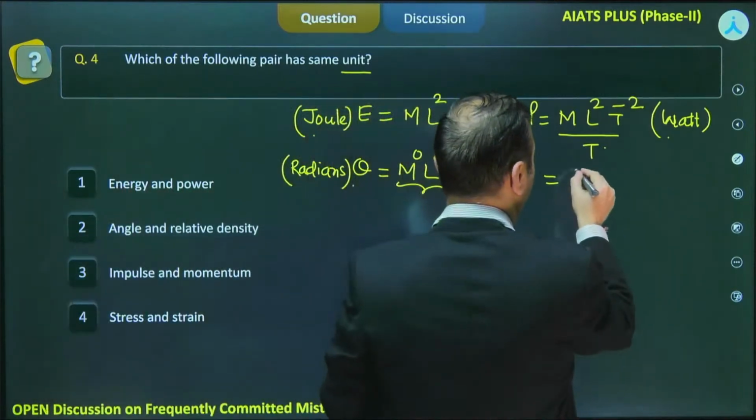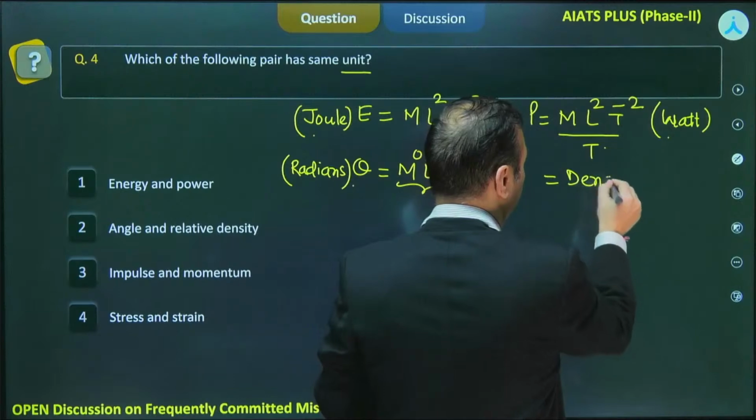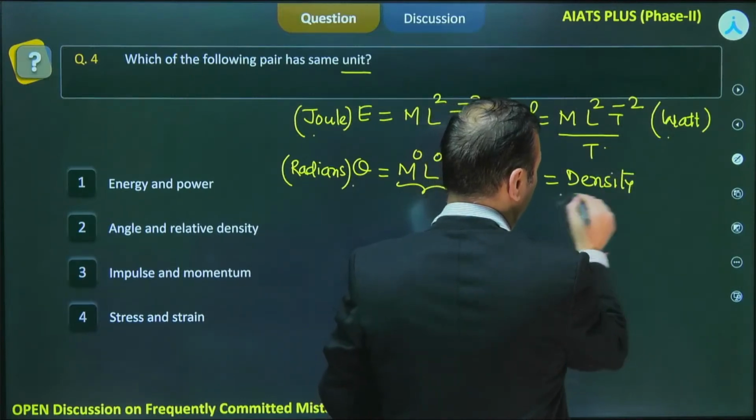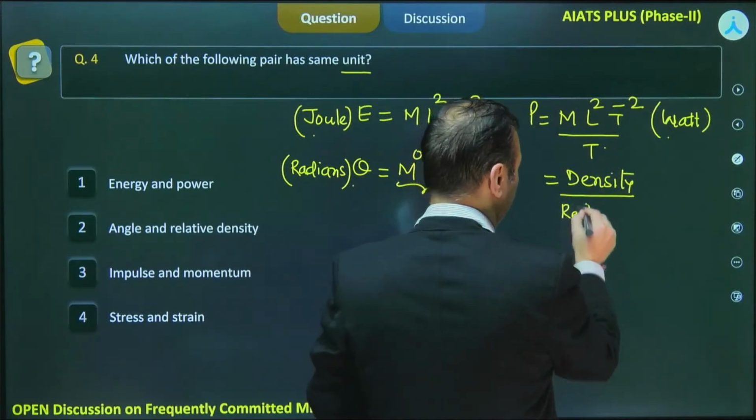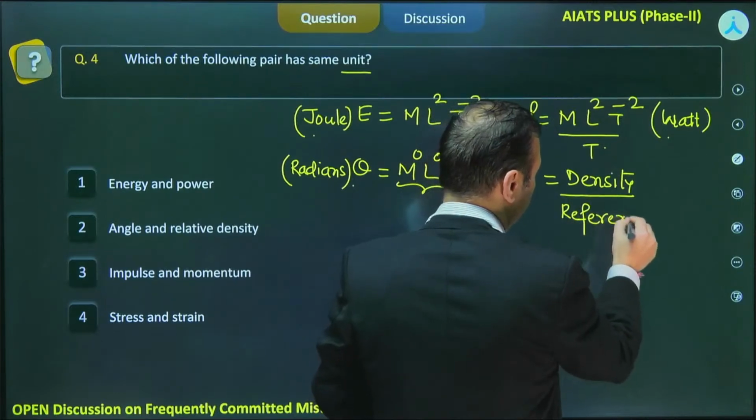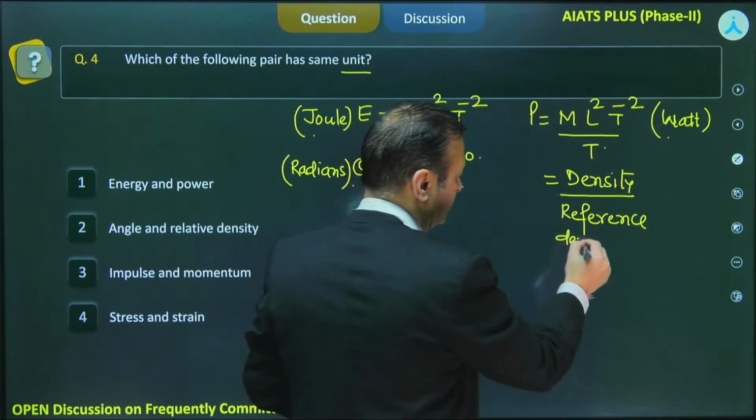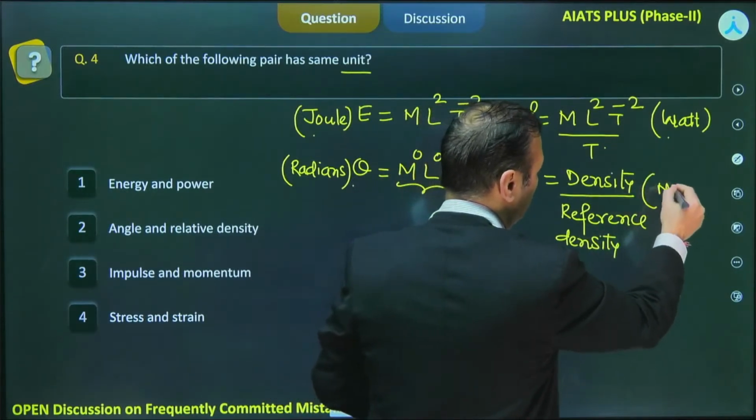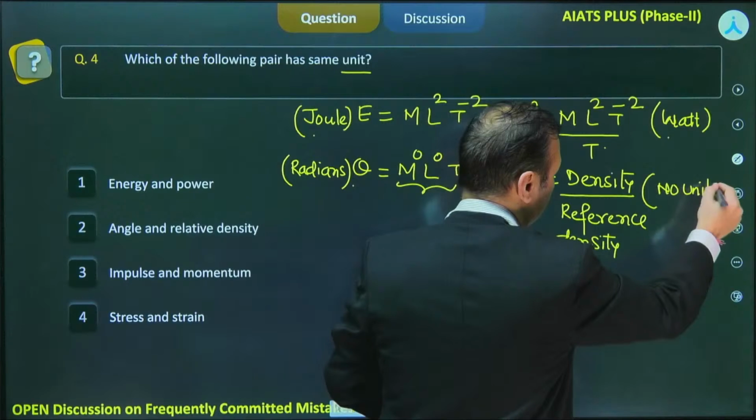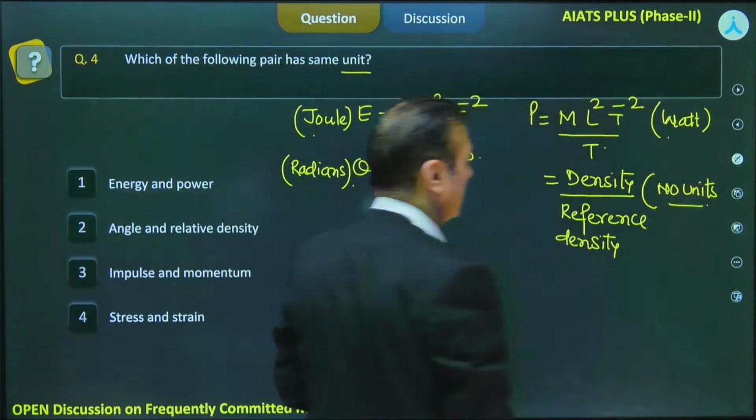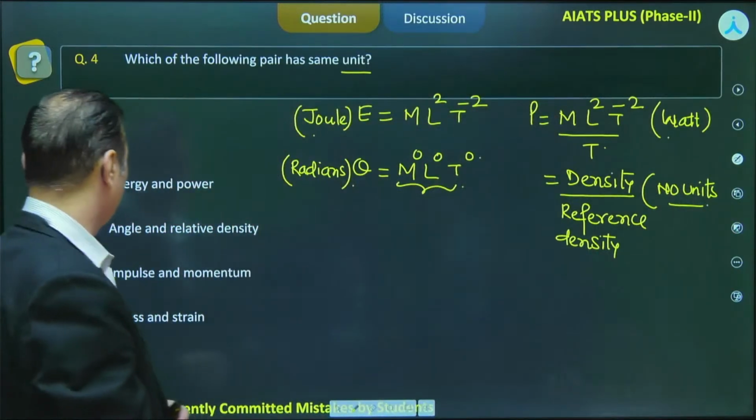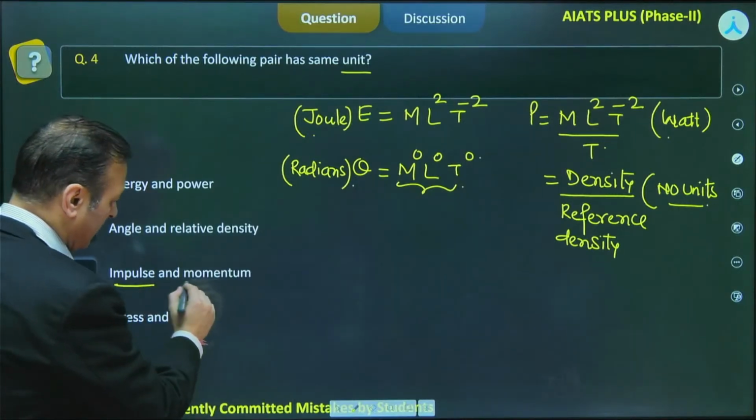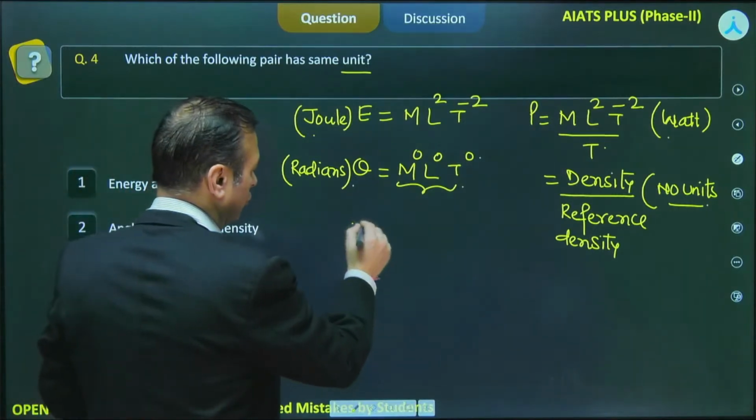and this is density of any material with respect to your reference density. I am writing a general word, reference density, and you know this reference density is again density. So it has no units, and in fact dimensionally is also not defined. Then impulse and momentum.